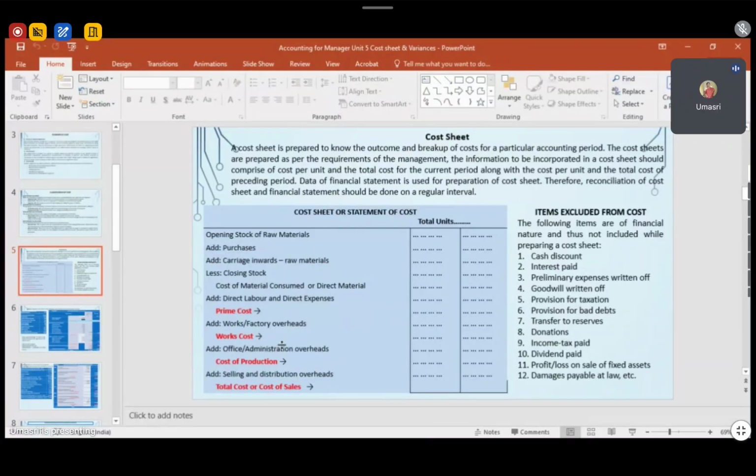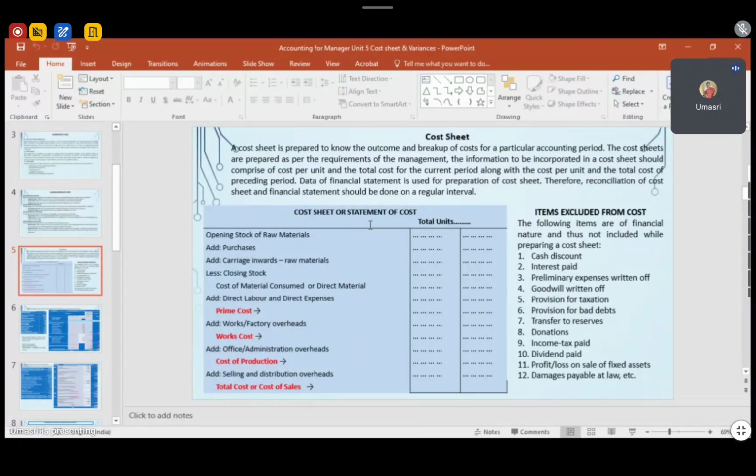Works cost plus administration expenditure, if you are adding, that is called cost of production. Then cost of production plus selling and distribution overheads is called cost of sales. So what are the financial nature of expenditure you have to exclude while preparing the statement? While preparing the cost sheet, you have to take only the actual expenditure which is incurred for the production, right?